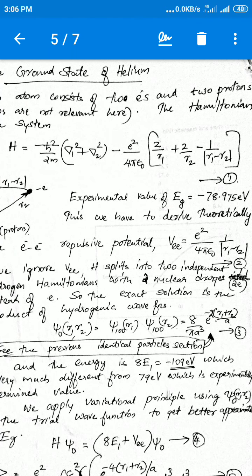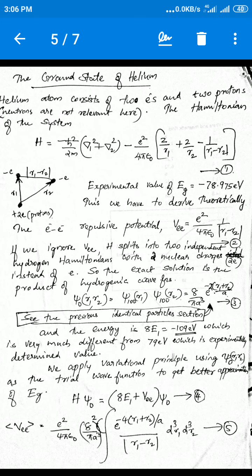Now experimentally, the ground state energy of helium has already been found by a very accurate method. It is found to be equal to minus 78.975 electron volts. That is the experimentally determined value. Now this value we have to derive theoretically. In order to derive it theoretically, we need to find the expectation value of H. We know equation 1, where we have written the Hamiltonian. We just need to take the expectation value of equation 1.